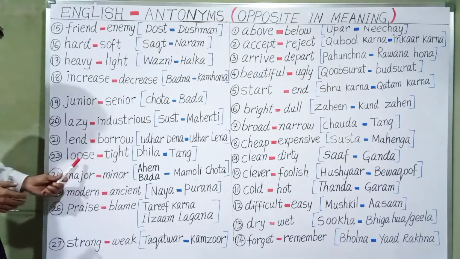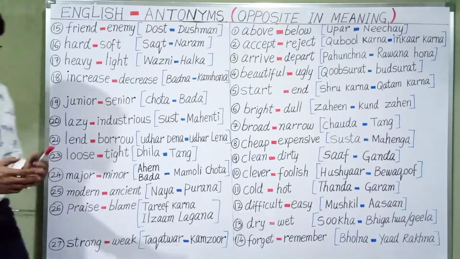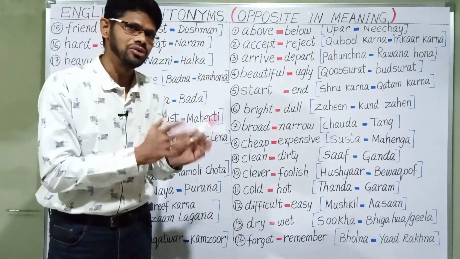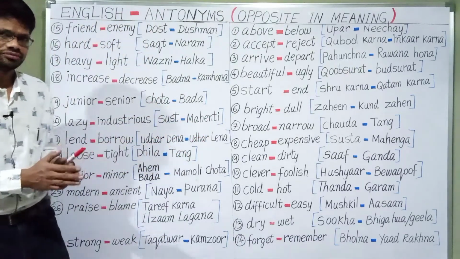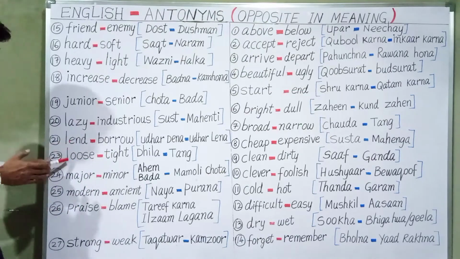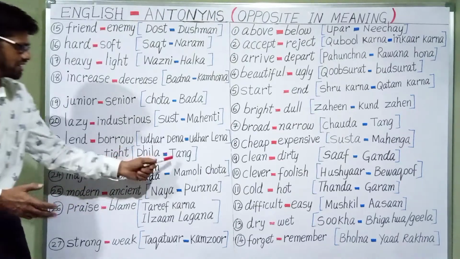Loose and tight. Loose, what is the opposite of loose? Tight. Okay. This trouser is very loose for someone. Okay. Tight, this is a very tight trouser. This is a very loose t-shirt. We can say loose, dhila, tight, tang.